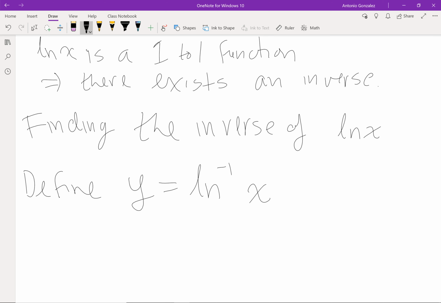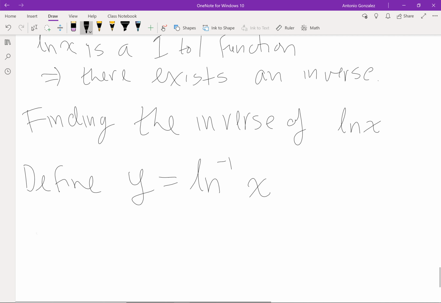Now, I use this kind of funky notation here. Moving forward, we won't use this. We say, all right, I don't know what the inverse is, so we just define it as the natural log inverse of this natural log. Now this is differentiable because it's the inverse of the natural log.